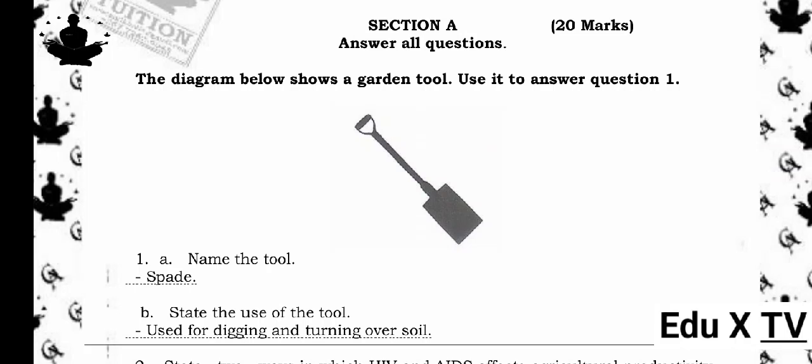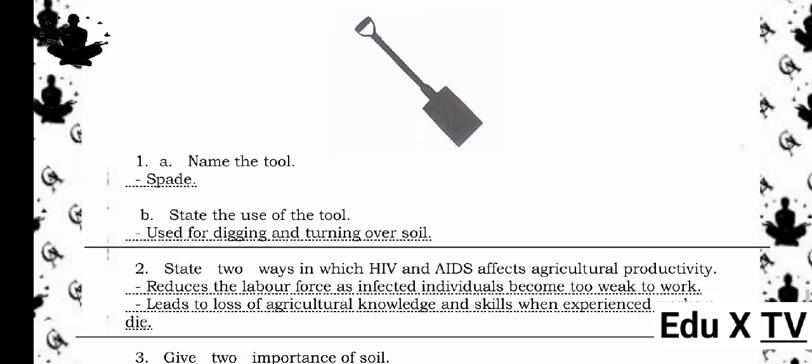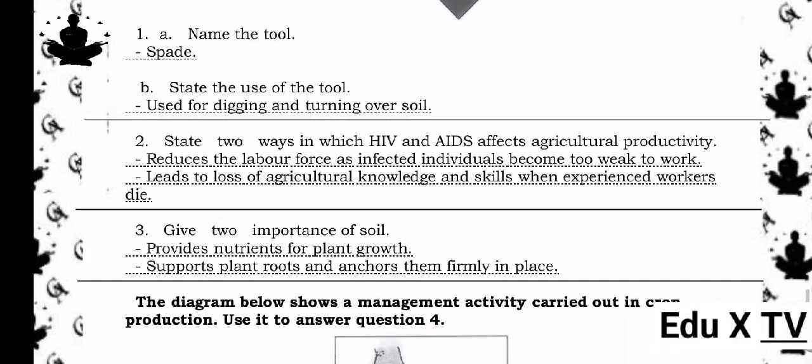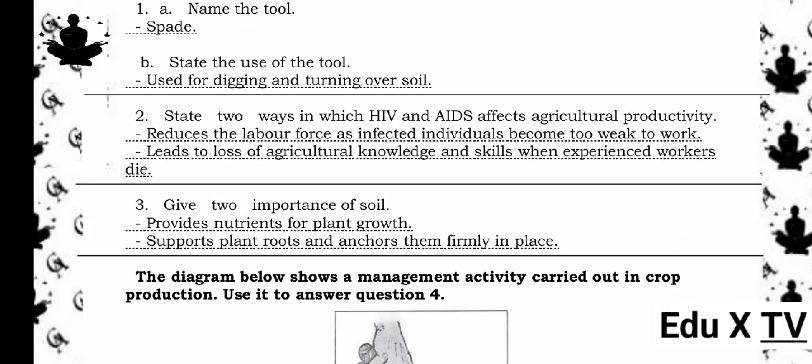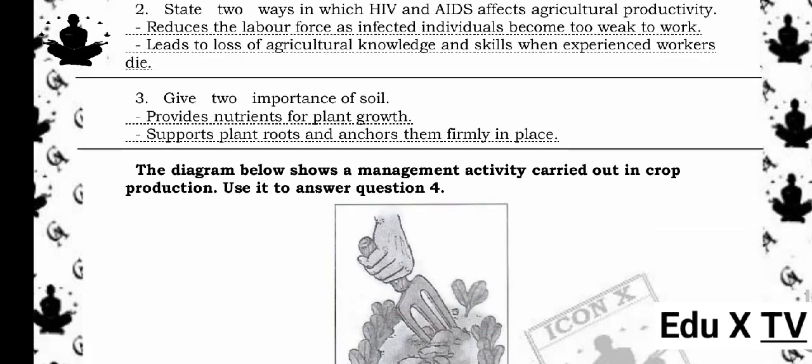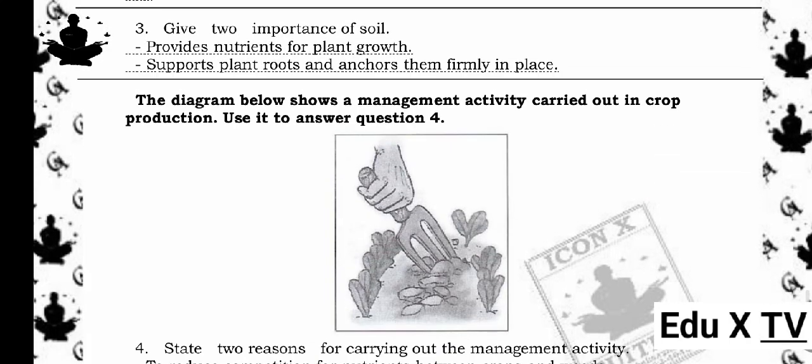2. State 2 ways in which HIV and AIDS affects agricultural productivity. Reduces the labor force as infected individuals become too weak to work. Leads to loss of agricultural knowledge and skills when experienced workers die. 3. Give 2 importance of soil. Provides nutrients for plant growth. Supports plant roots and anchors them firmly in place.